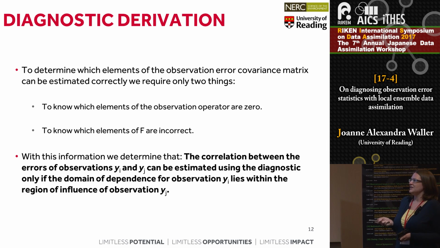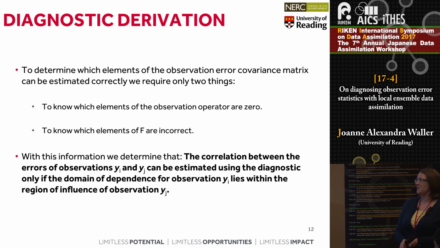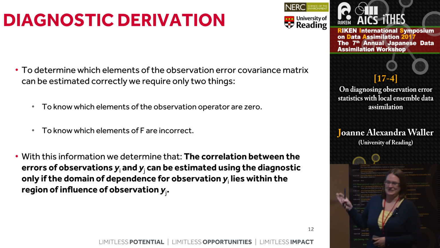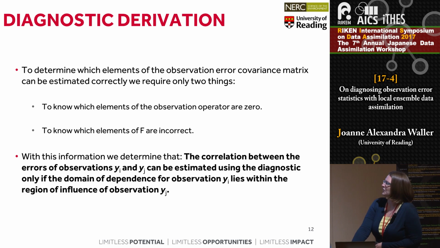Knowing this information, it's possible to determine that the correlation between the errors of observations yi and yj can be estimated using the Desroziers diagnostic only if the domain of dependence for observation yi lies within the region of influence of observation yj. I know that sounds quite complicated, which is why I've got my example running all the way through.